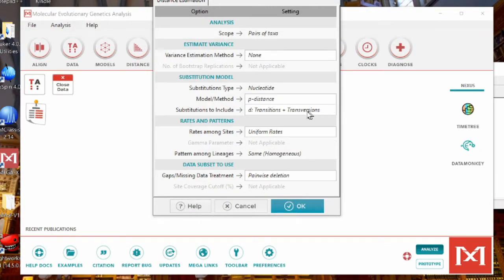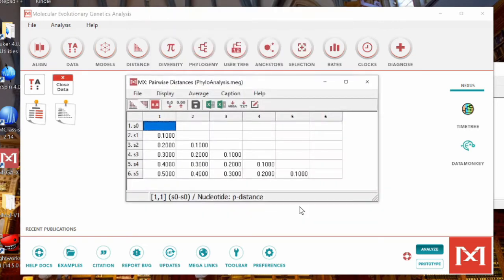All right, so substitution types. There's a variety of substitution types here. We are going to count everything, which is transitions and transversions, so pyrimidine to purine or pyrimidine to pyrimidine. So these are transitions or transversions. We are going to use uniform rates, and with pairwise deletion, we don't have gaps, but we come to this point later. So let us calculate this distance.